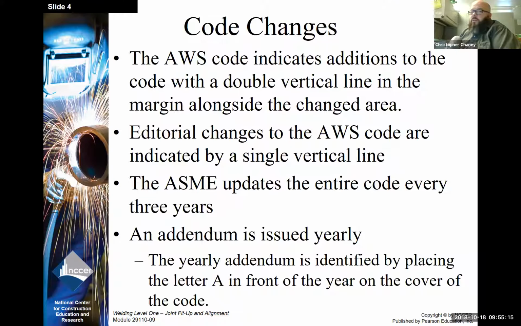Okay, code changes. The AWS code indicates additions to the code with a double vertical line in the margin alongside the changed area. Editorial changes to the AWS code are indicated by a single vertical line. The ASME updates the entire code every 3 years. An addendum is issued yearly. The yearly addendum is identified by placing the letter A in front of the year on the cover of the code.